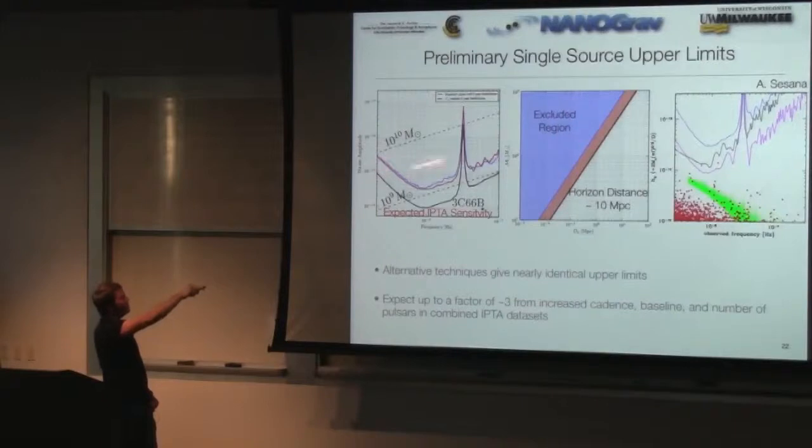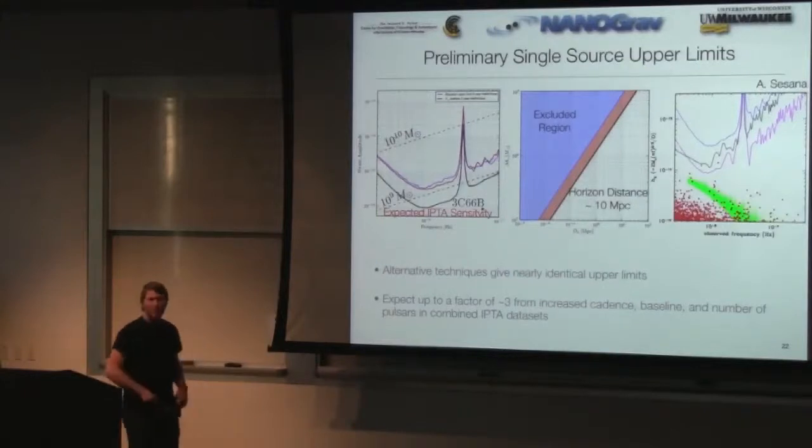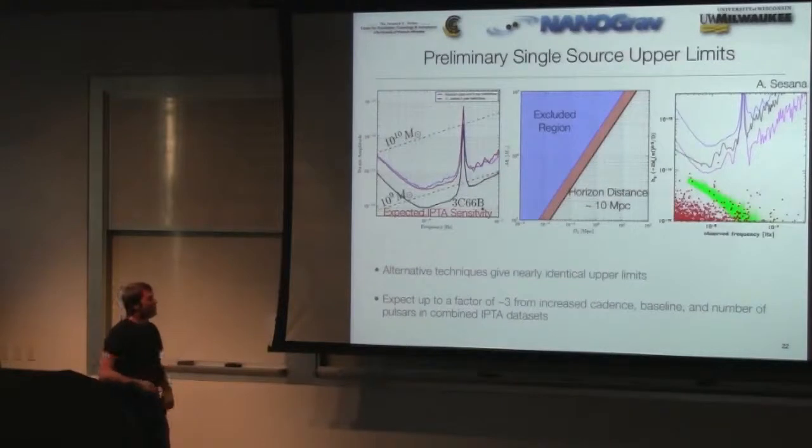And corresponding to this plot, instead of strain and frequency, you can think of mass versus distance. And so lots of people always ask me, well, what's your horizon distance? How far can you see a gravitational wave source? And the answer is not too good.